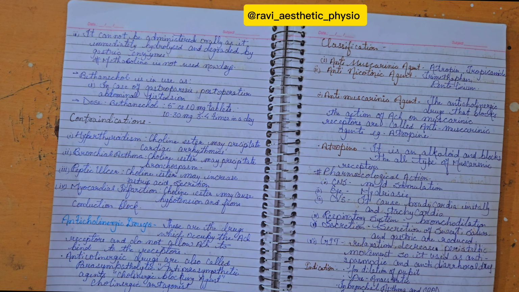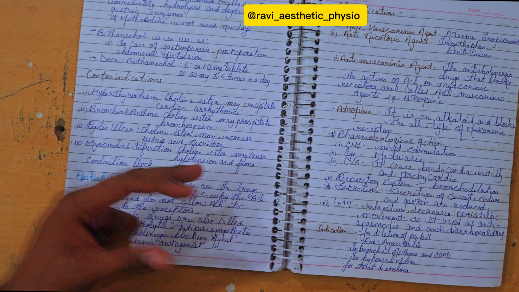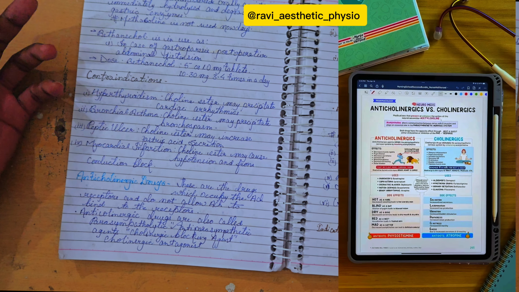So the topic is anticholinergic drugs. It is a part of pharmacology which comes in our university examination. So how can you write the university examination for good marks? Let's understand what an anticholinergic drug is.